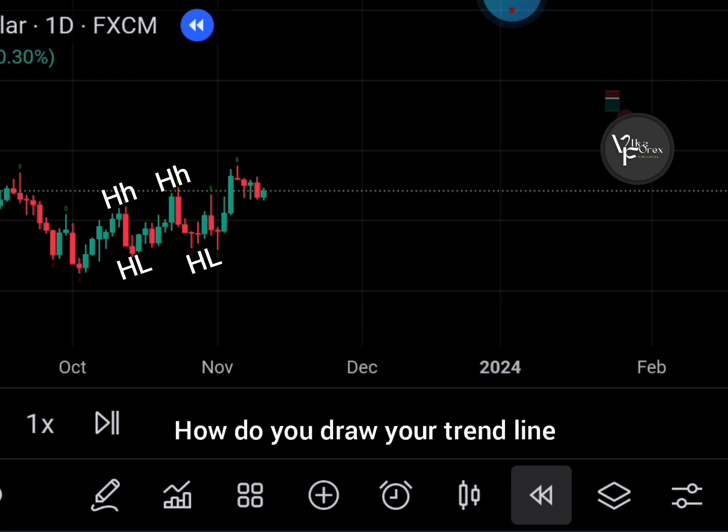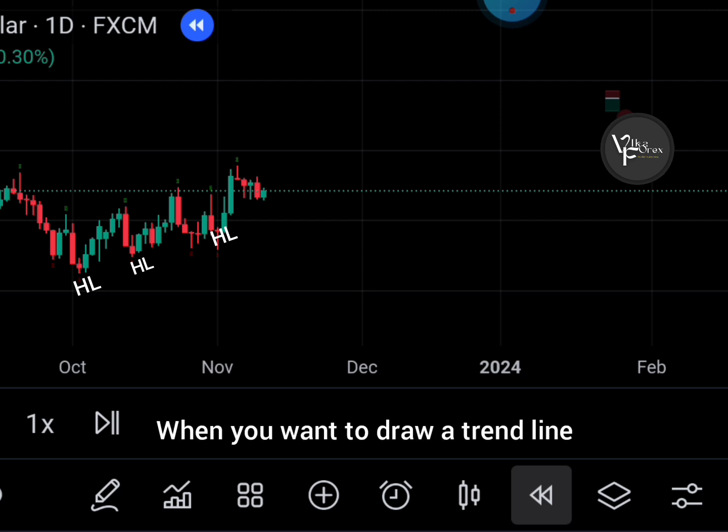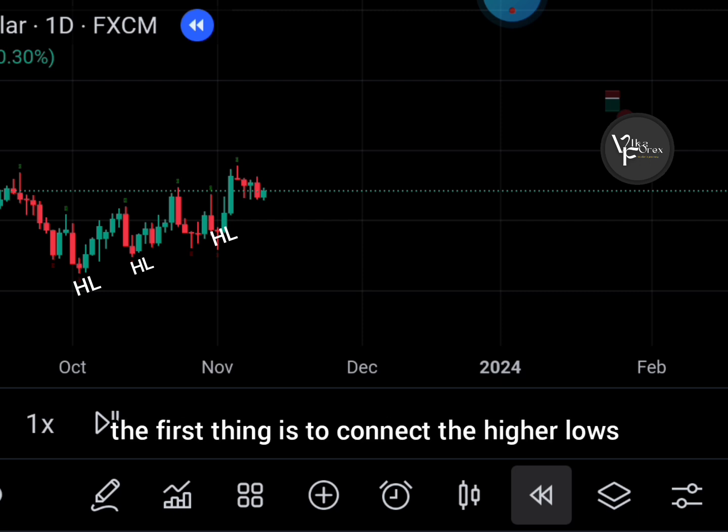Okay, how do you draw your trend line? Well, it's a very simple process, but what is hard is how to trade it. But I'll be teaching you how to make it very simple for you, so that when you see this pattern, you can trade it anytime. So the first thing is to connect the higher lows. When you want to draw a trend line, the first thing is to connect the higher lows.